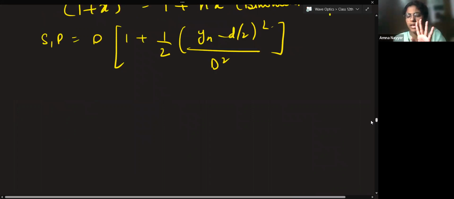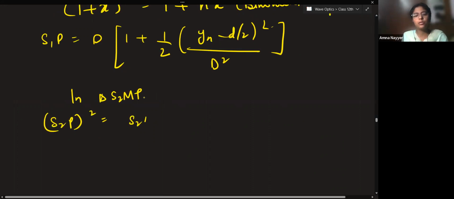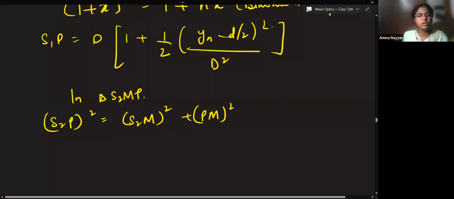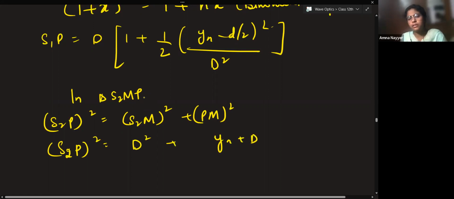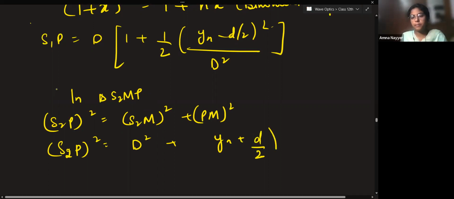So S1P's expression, we have it. Now we want to find out the expression for S2P. So for S2P, we'll use the triangle S2MP. So S2P whole square is equal to S2M whole square plus PM whole square. S2M, again, this is also d square, plus, with the same derivation, just a plus sign will be there: yn plus d by 2 whole square.